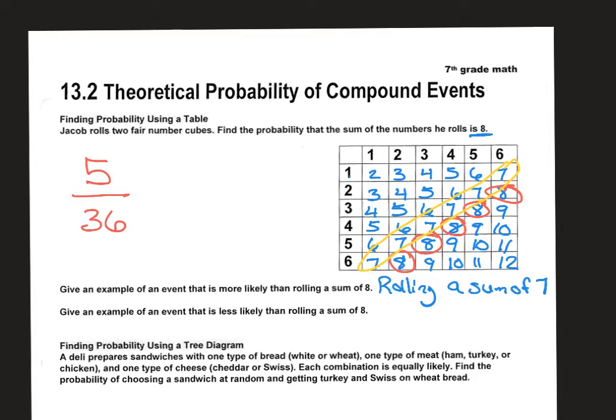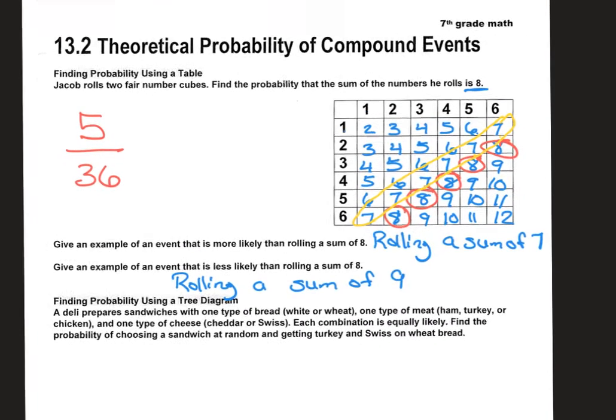And the next one says, give an example of an event that is less likely than rolling an 8. So 8 occurred 1, 2, 3, 4, 5 times. The only other number that occurred 5 times was 6. 1, 2, 3, 4, 5, right? So any of the other ones would be less likely. So I'm going to say rolling a sum of 9. Okay? I could have said 9, 10, 11, 12. Any of those would be less likely than 8.